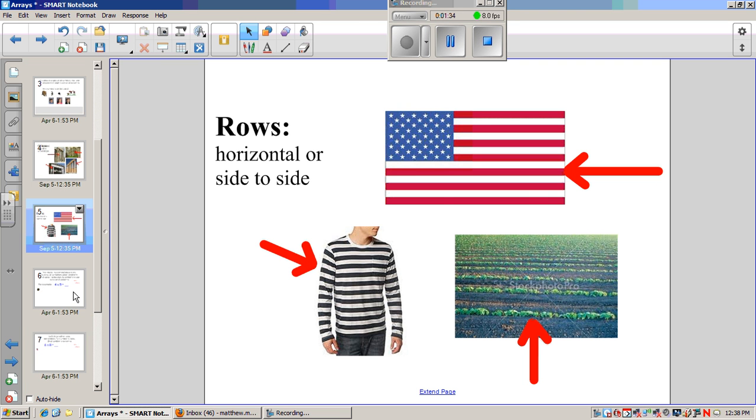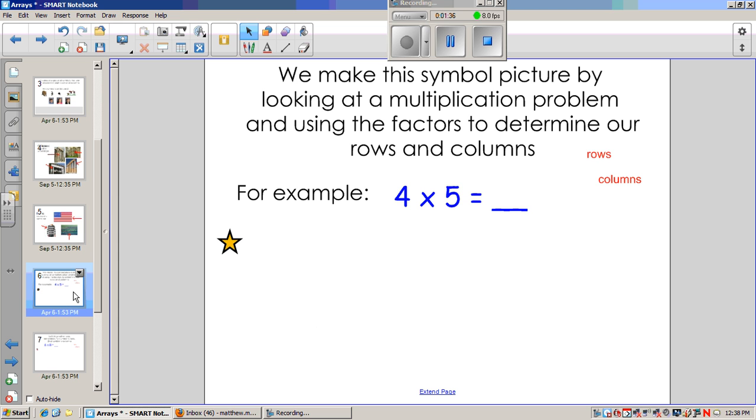And so we're going to put symbols into rows and columns in order to solve that. And we make this symbol picture by looking at the multiplication problem and using the factors, which factors are the numbers in the problem, to determine our rows and columns. And we always do, the first number is always going to be how many rows we make. And the second number will always be how many columns we're going to make. And so I'm going to use these stars right here in order to make rows and columns. And since the first number is 4, I'm going to make 4 rows. And I'm just choosing to use stars this time. You could use X's, you could do little dots, you can do whatever you want.